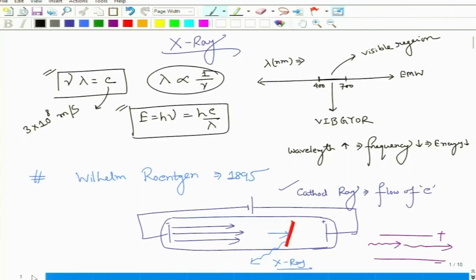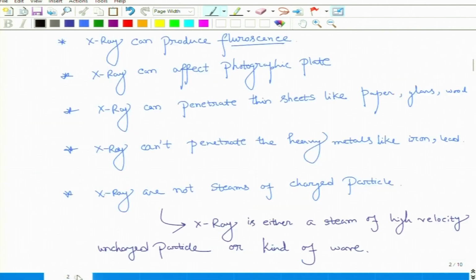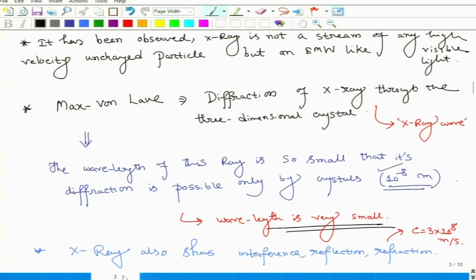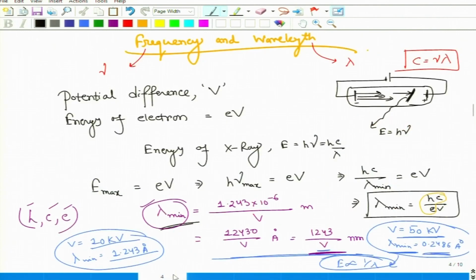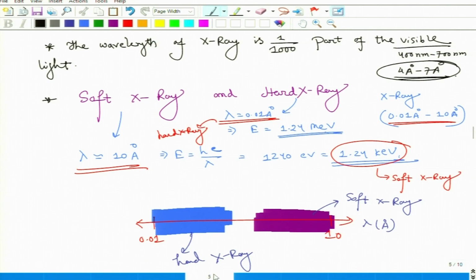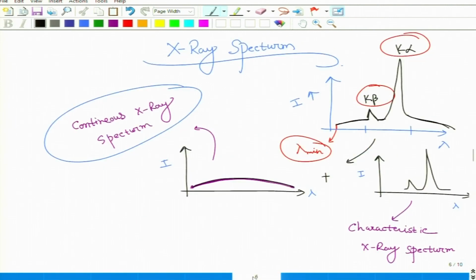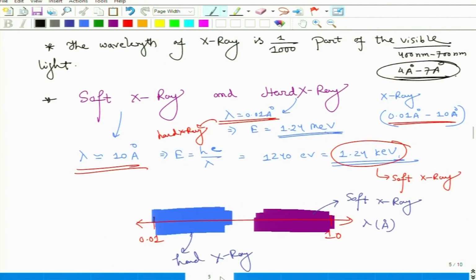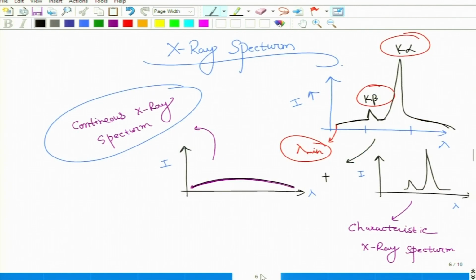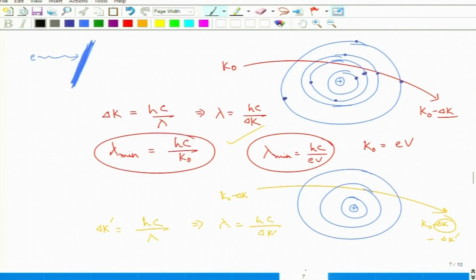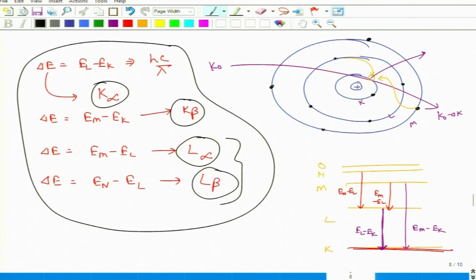In this whole class, we discussed first what X-ray is, how X-ray was obtained by Röntgen during the experiment using cathode rays, then the properties of X-ray and how its nature was determined, that it is a wave and the wavelength is very small. Then we discussed the frequency and wavelength of X-rays. There are two types of X-ray, soft X-ray and hard X-ray. Then we discussed the uses of X-ray. Then we discussed the X-ray spectrum, the continuous X-ray spectrum and the characteristic X-ray spectrum. In the next class we will continue from here.